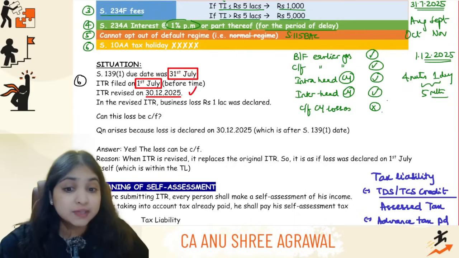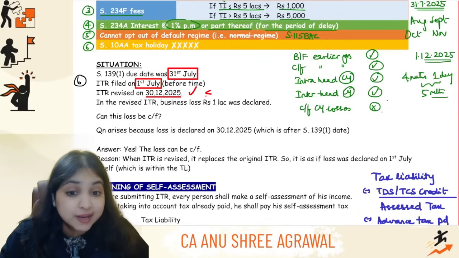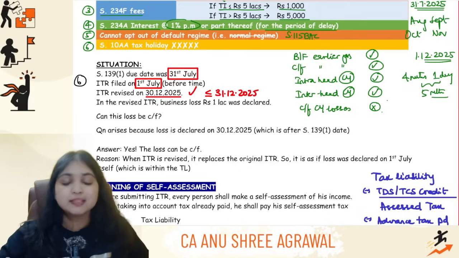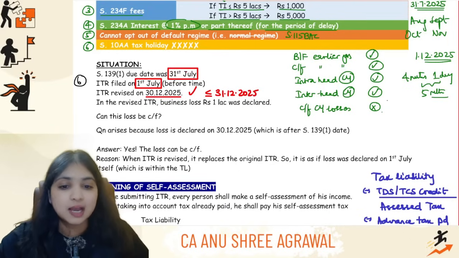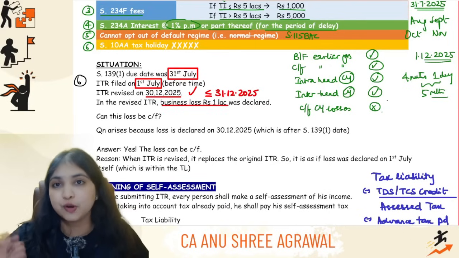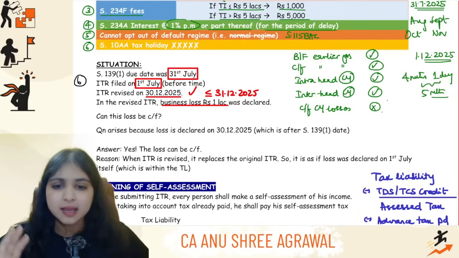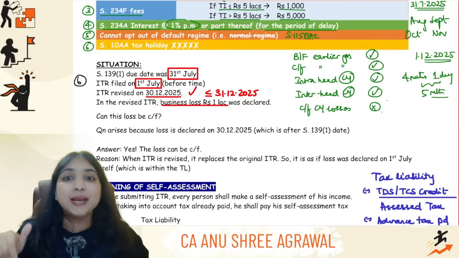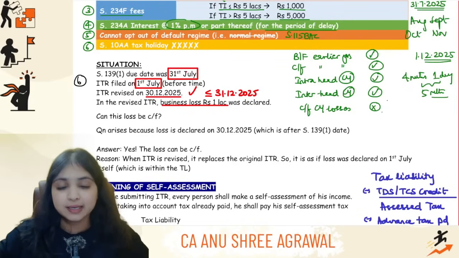30th December 25 is fine because I just told you that we can revise our ITR on or before 31st December 25. I am revising on 30th December, which is before this date, guys. So in this revised ITR, I want to declare a business loss of 1 lakh rupees. Can I do that? Yes. In revised ITR, you can declare losses, no problem. The problem is only in updated return. In updated return you can't declare a loss, but in revised return you can declare a loss, not a problem.